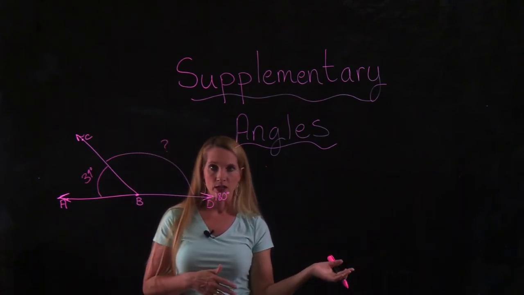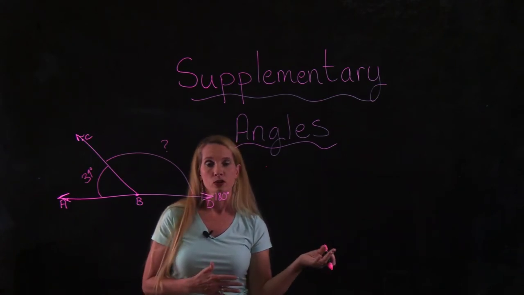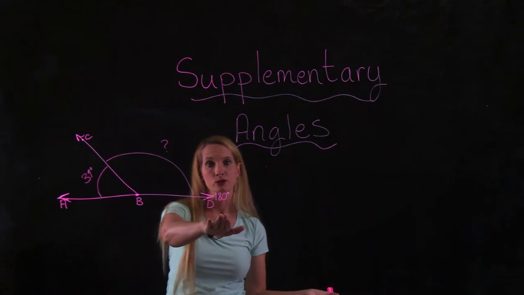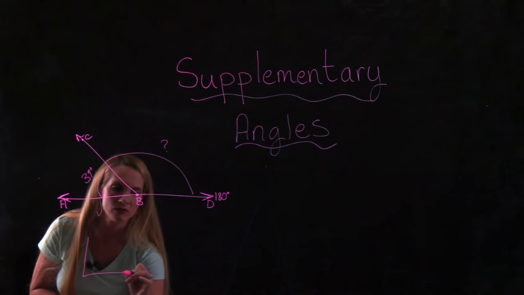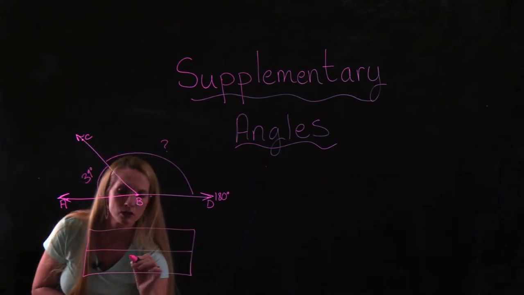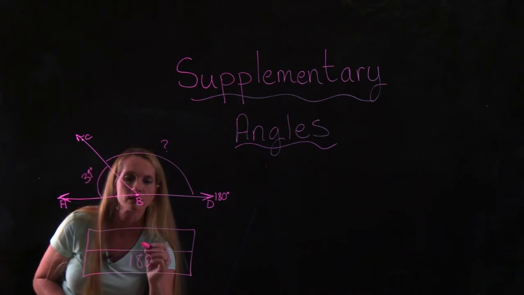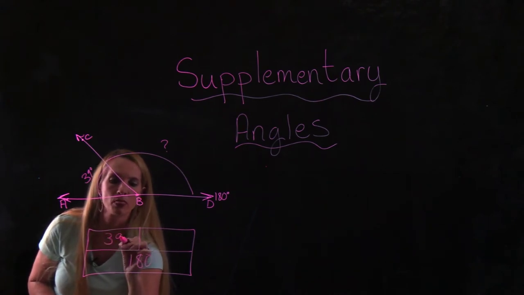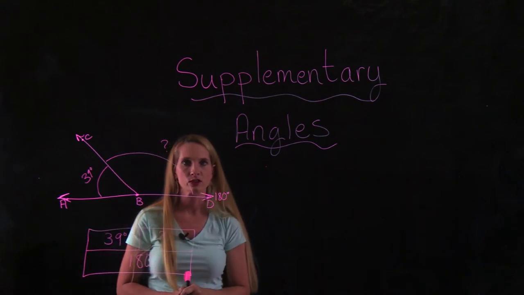So again, just like in the complementary angles video, we talked about part whole. You're going to be using part whole again, but your whole this time is going to be 180 instead of 90. So you know that your whole must equal 180 degrees, and they've given you part of it, 39 degrees, and you're trying to find this other part.